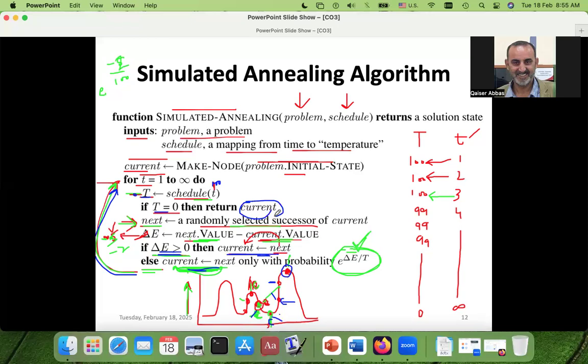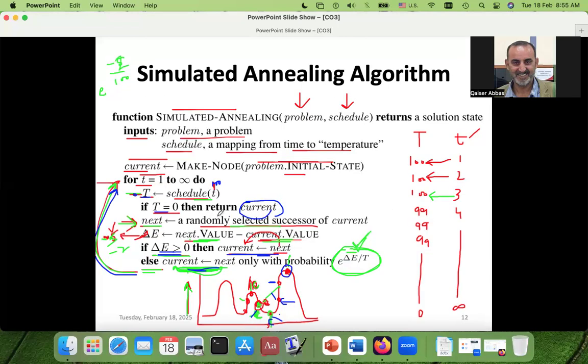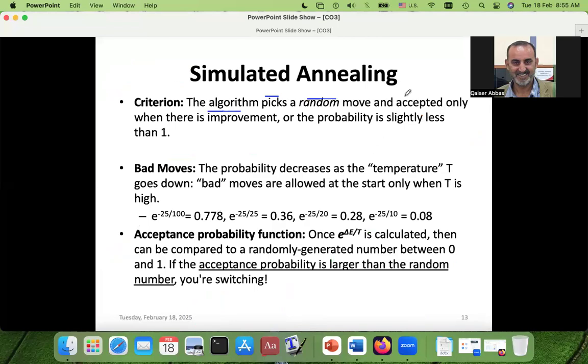From this discussion, you can understand something. What is that thing? That this algorithm will pick some state or move randomly by using this statement. It will pick some state or move randomly, and then it will accept the movement, whatever the next state is, if the next state has the positive value. If the delta E is positive, then it means the next is higher and the current is lower.